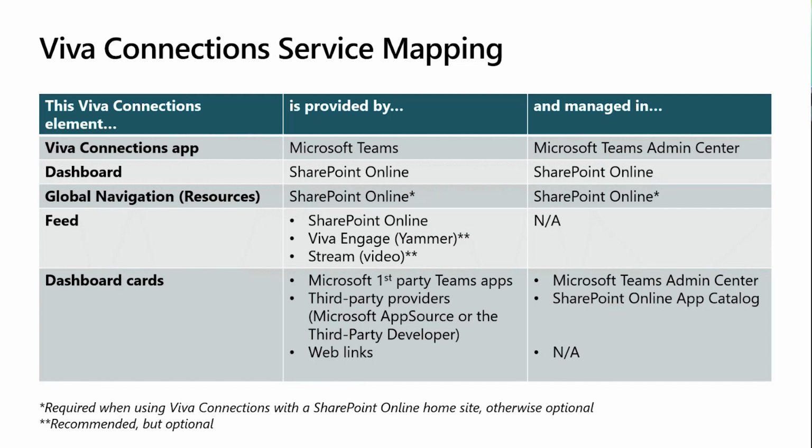But basically, this shows you the element on the left of Viva Connections. And I've actually added just one. So we basically have three things in the middle that we talked about: the dashboard, our resources, and our feed. And then we also have the Viva Connections app. You've seen our presentations before. The Viva Connections app is a Teams app, so there's that layer of the solution. And then we have our dashboard cards. They go on the dashboard. We'll talk through these one at a time.